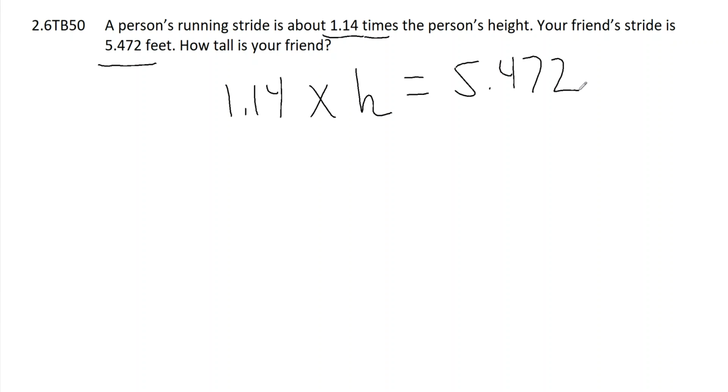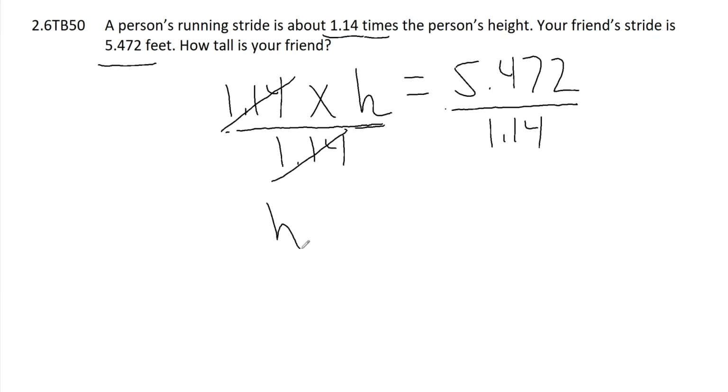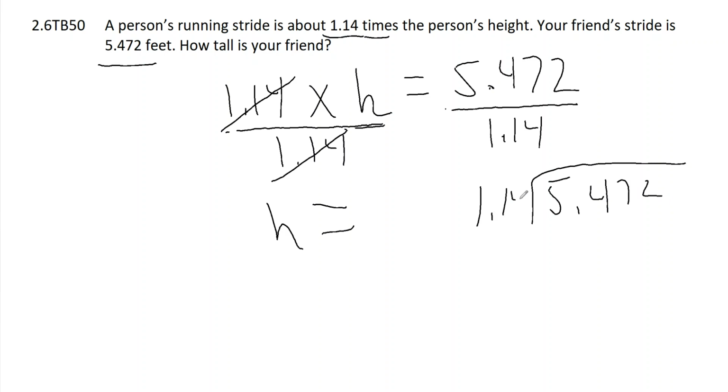So now we need to solve for h. In order to solve for an unknown in an algebraic expression, we have to use the inverse operation. So if we divide both sides by 1.14, we'll be able to find the solution. We can cancel this now, which is going to leave just the h for the height, and then whatever answer this happens to be. So let's take 5/472 thousandths and divide by 1.14.